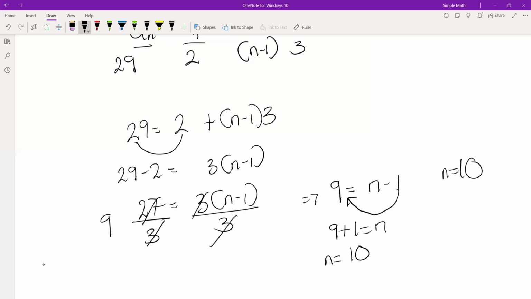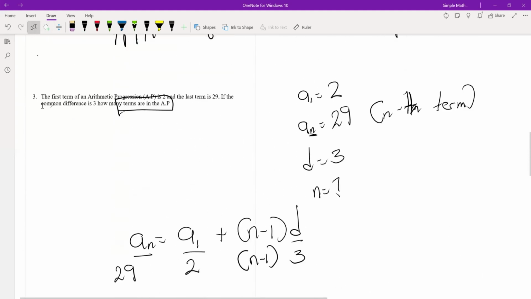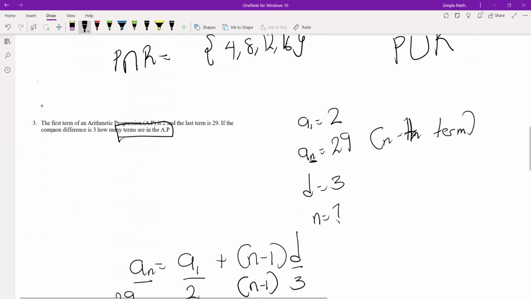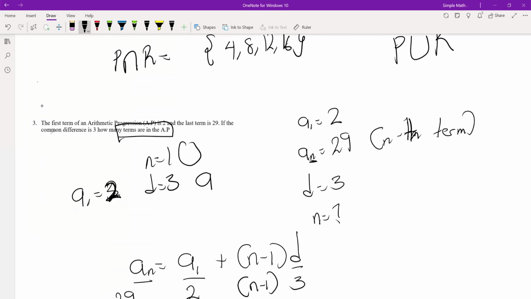Going back to the question, how many terms are in the AP? It's 10, so there are 10 terms. Your A1 is 2, the common difference is 3, and your 10th term is 29.